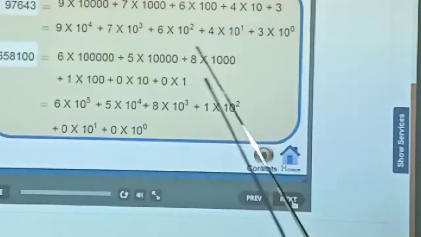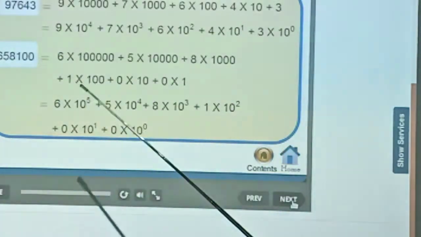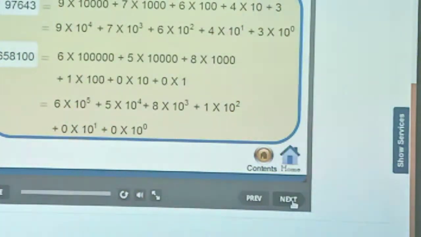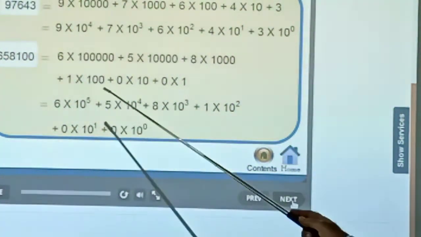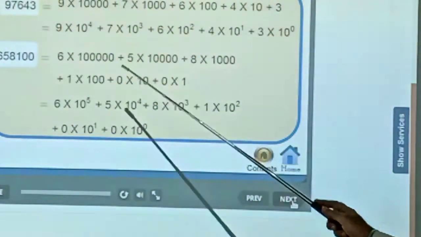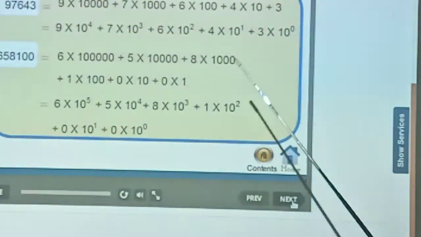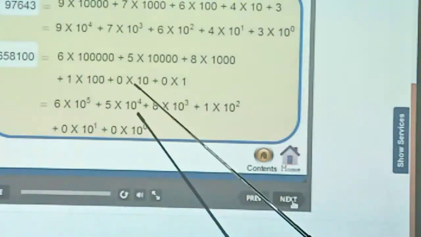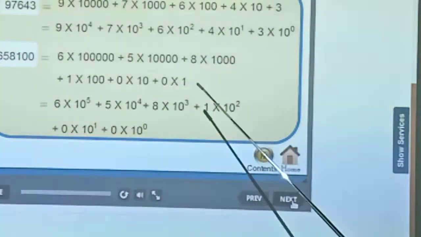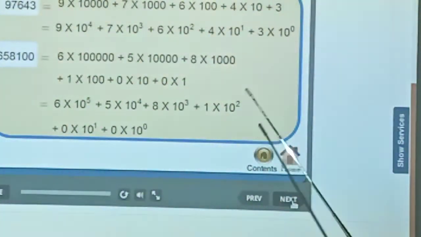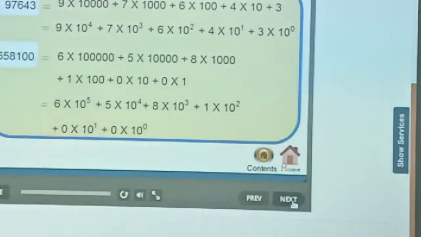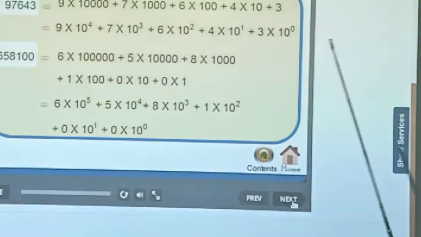In the same manner, the second example also: this is 6,58,100, and 6 into 1 lakh, 5 into 10,000, 8 into 1,000, 1 into 100, 0 into 10 and 0 into 1. This is the usual expanded form, and then we use the exponent.